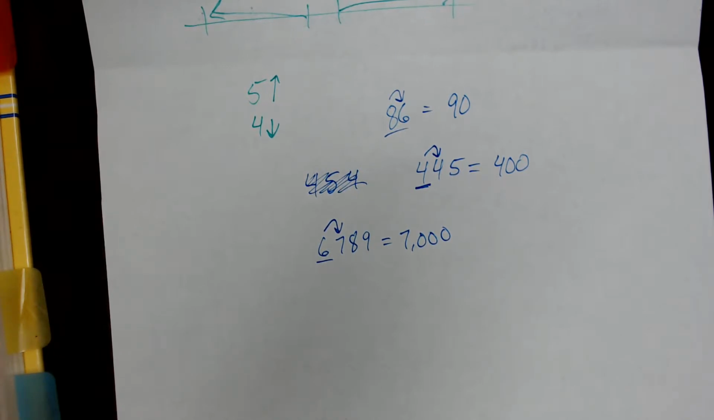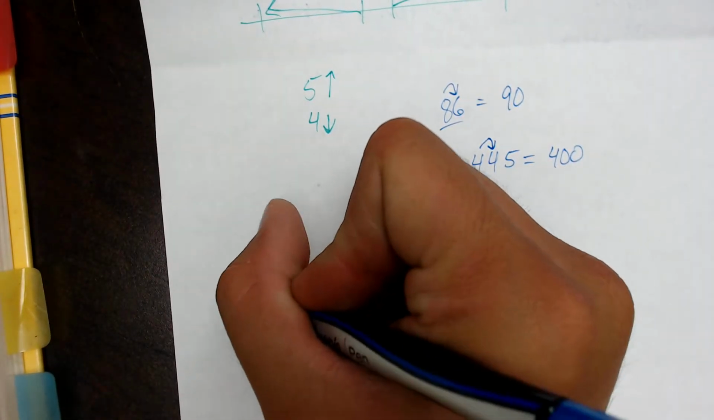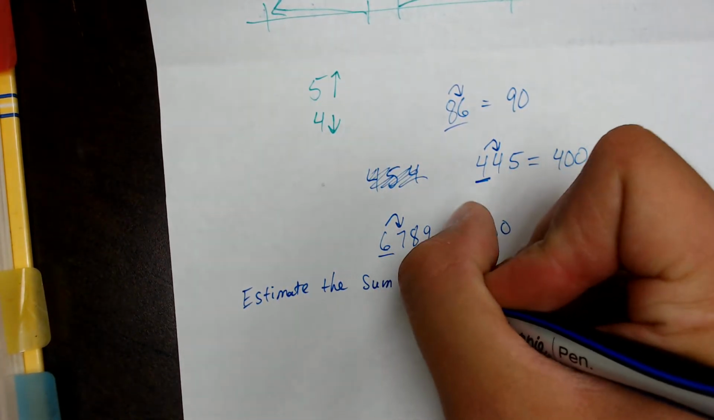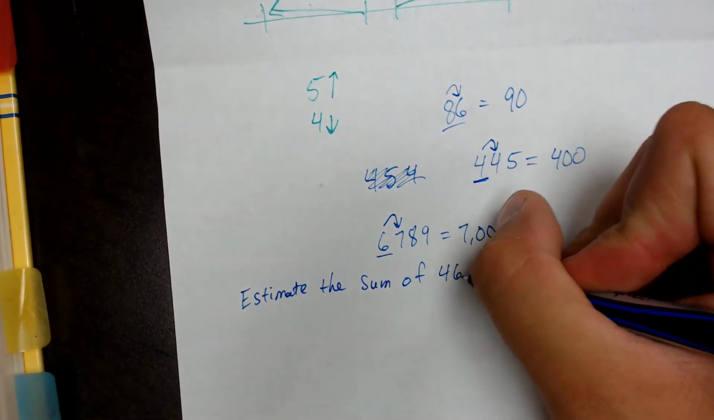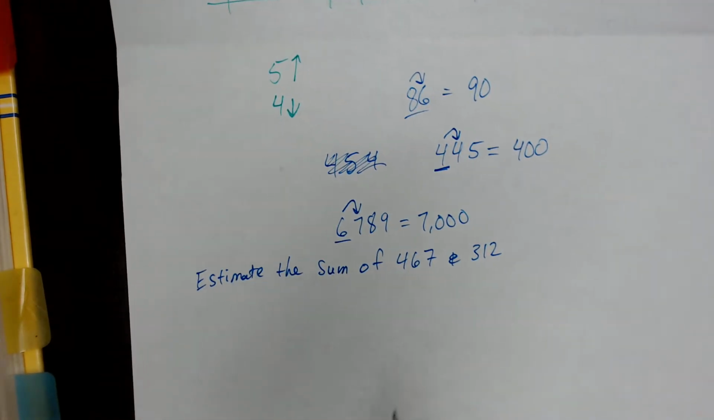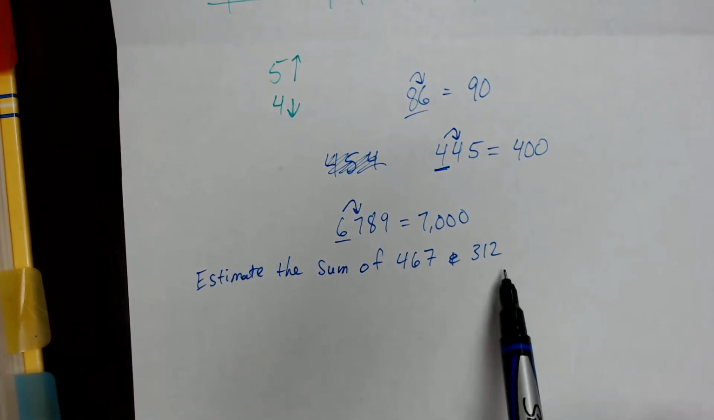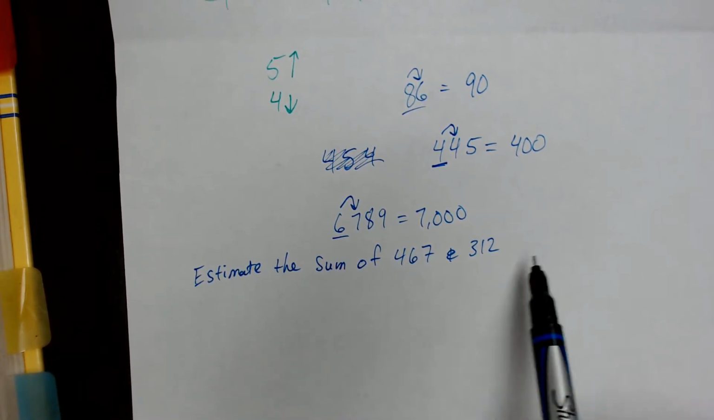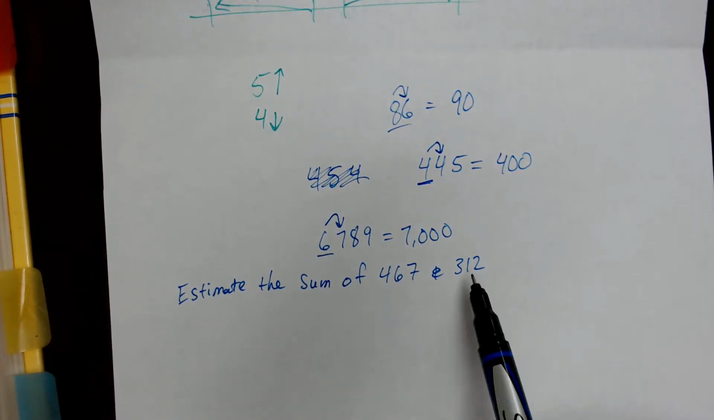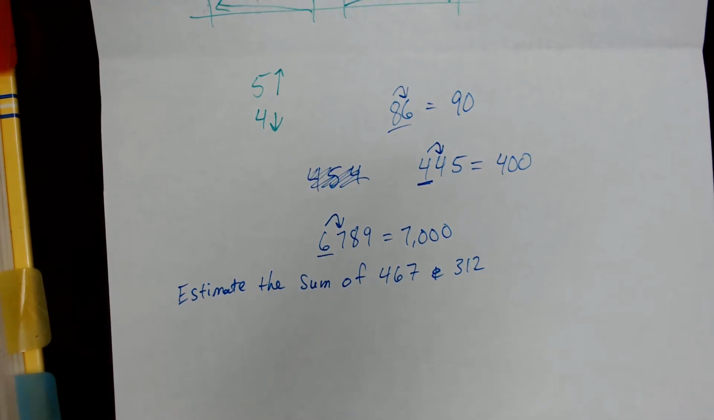Estimating is a quick way to get a close answer. Now estimating does not get us a correct answer, but it gets us a close answer, which is usually very, very useful. So your book will tell you to do something like estimate the sum of 467 and 312. So the way we would estimate the sum is we're going to round each of our numbers to their first place value, or their highest place value. So since this number is in the hundreds, I'm going to round it to the nearest 100. This number is also in the hundreds, so I'll round it to the nearest 100 as well.